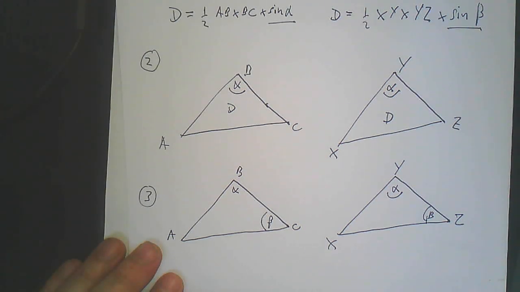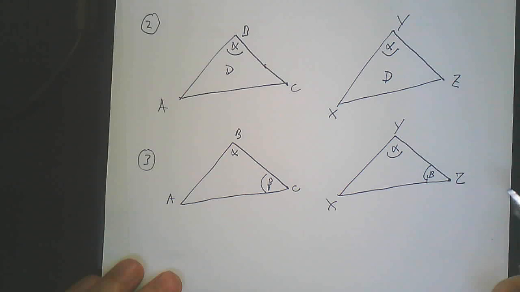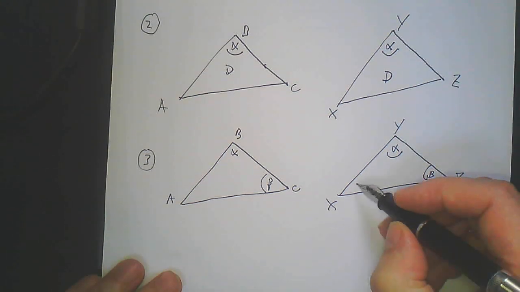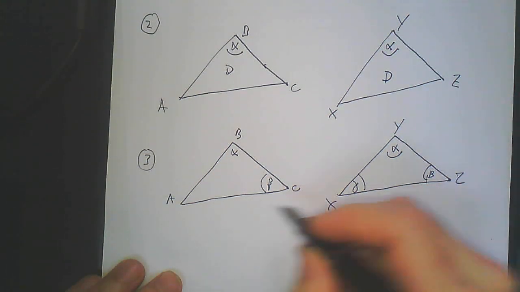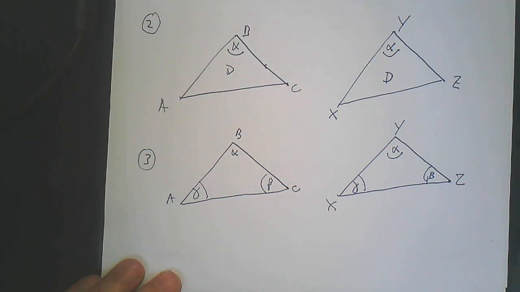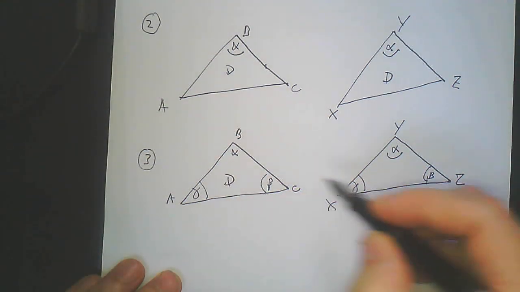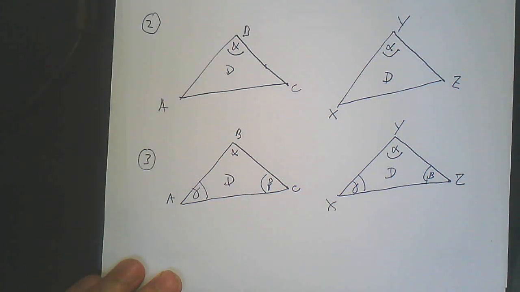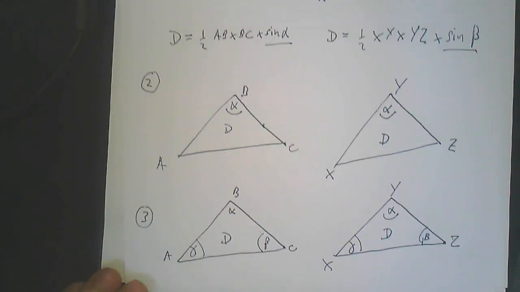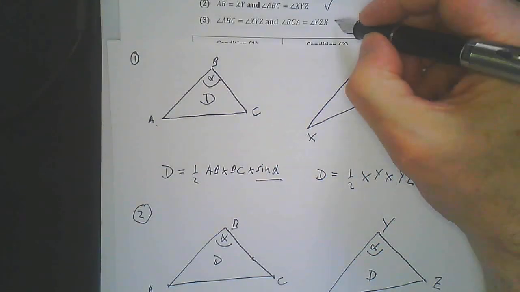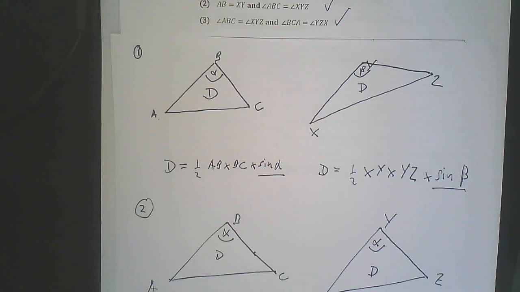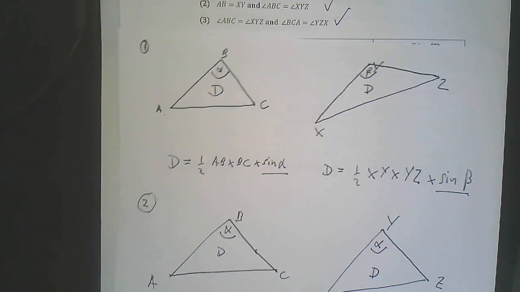Well, if you've got two angles the same in a triangle, the third angle must also be the same because they all need to add up to 180. And we've got two similar triangles, and they're similar because they've got the same angles. However, they're not just similar. Because they've got the same area, they must be congruent. So condition 3 implies congruent triangles.